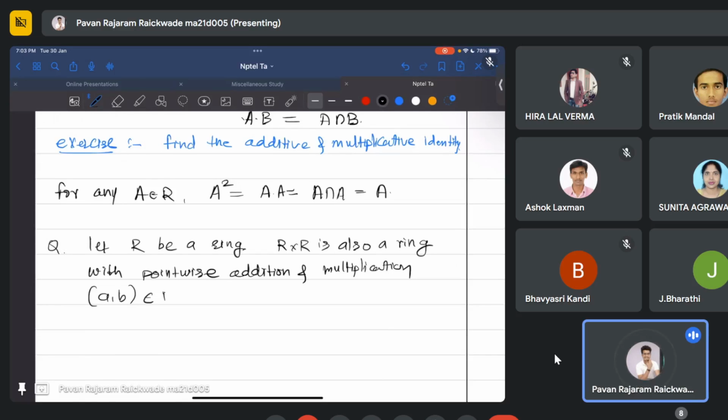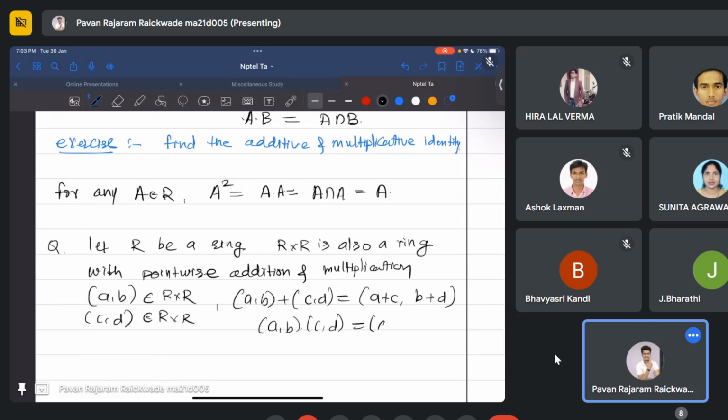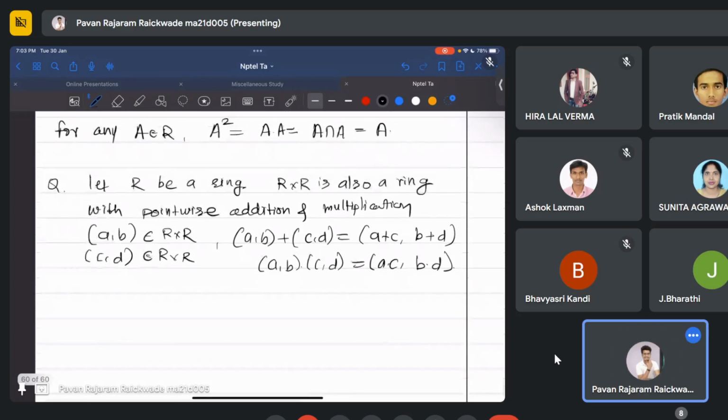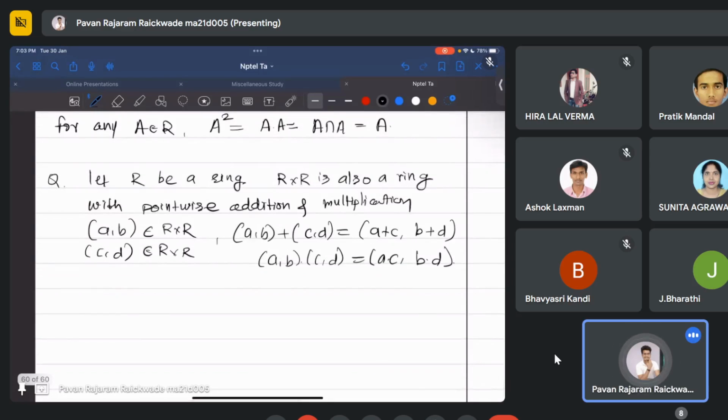The element (a, b) belongs to R cross R, and also (c, d) belongs to R cross R. Then you define the addition of these two elements as the addition in the individual components, and multiplication in the individual components. This is the addition and multiplication of the ring. But how about now if I generalize this concept?